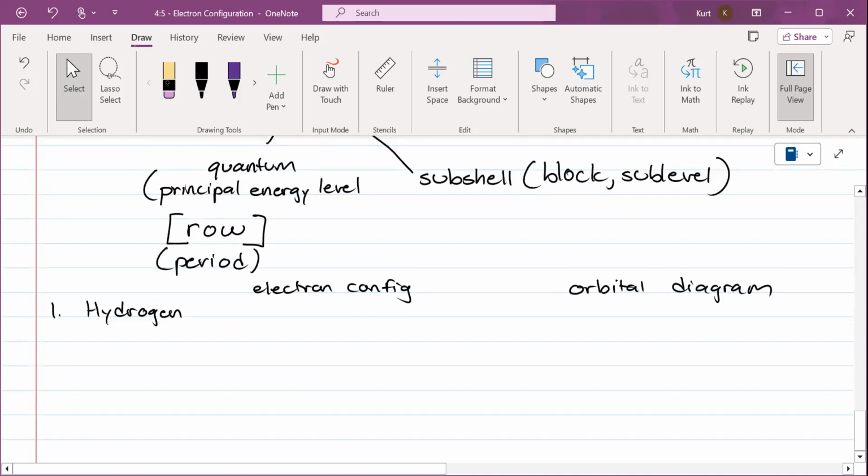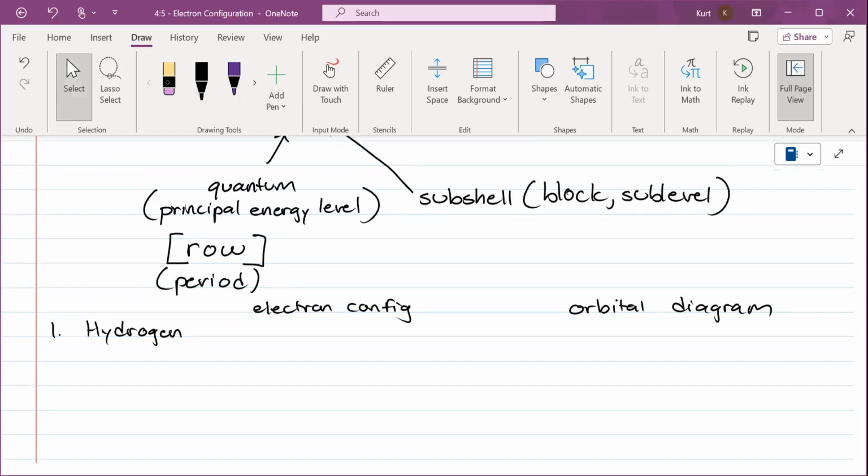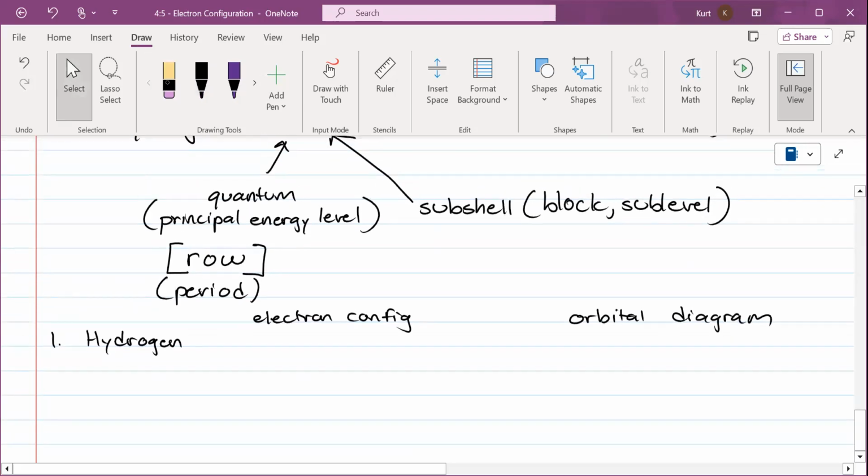What principal energy level is hydrogen found in? 1, 2, 3, 4, 5, 6, or 7? And when I ask you what principal energy level, I'm basically asking you what row it's in. What row is hydrogen in? Good. 1. Next question. What block is it in? S. Write an S.